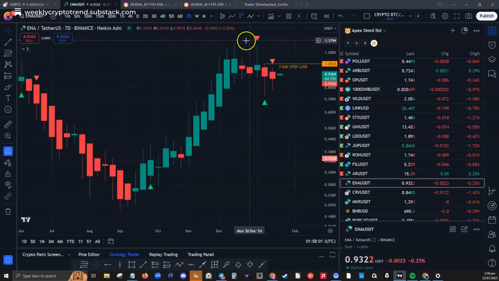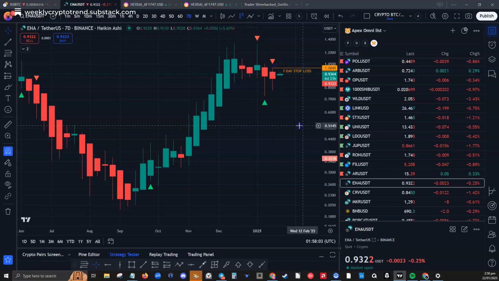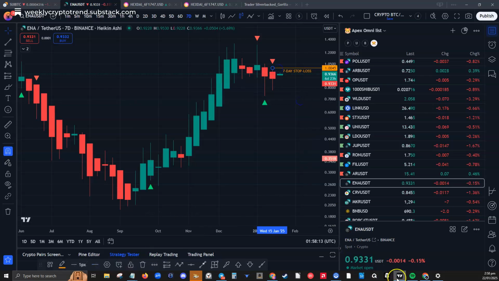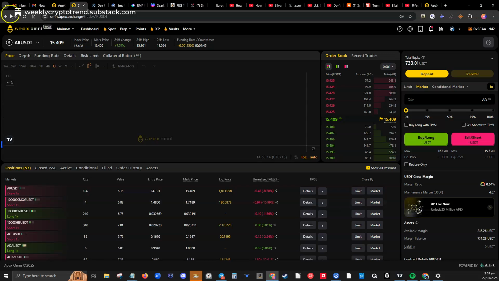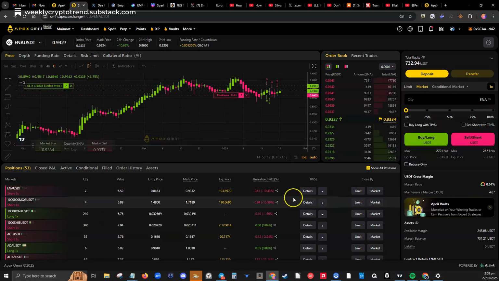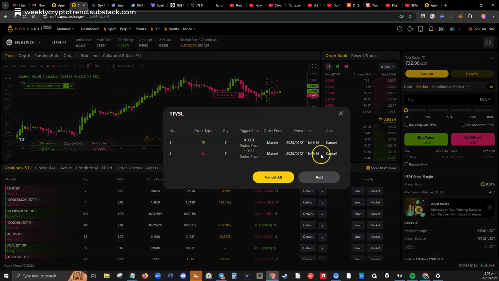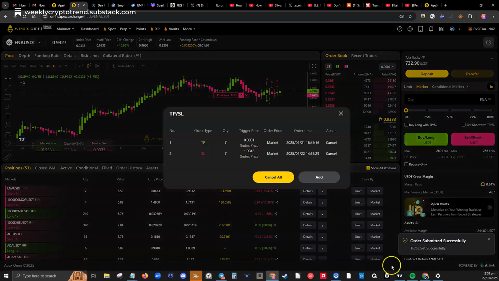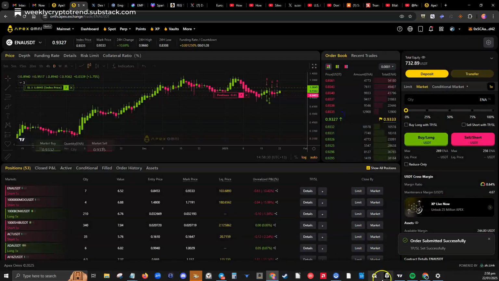ENA looks like it's a current short. We're just trailing our stop loss down. So just get this new level. Copy that. So ENA. Find it in here. ENA. There it is. There's the current position. Just come in here. Cancel that stop loss. Add the new one. And then 100% of it to be sold at that level if it reaches it to get us out.